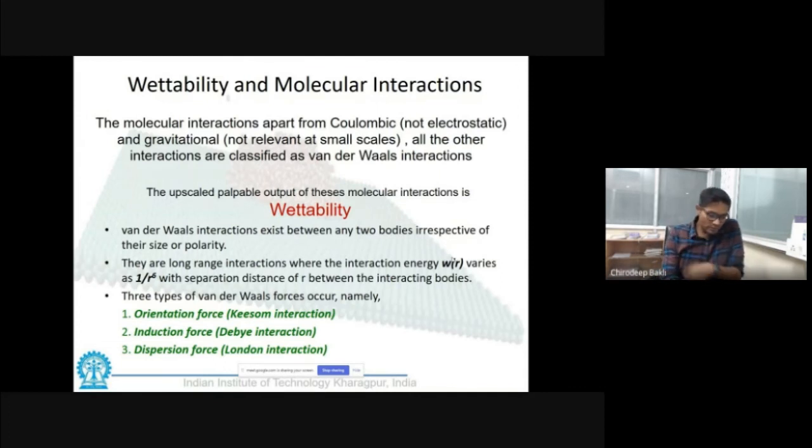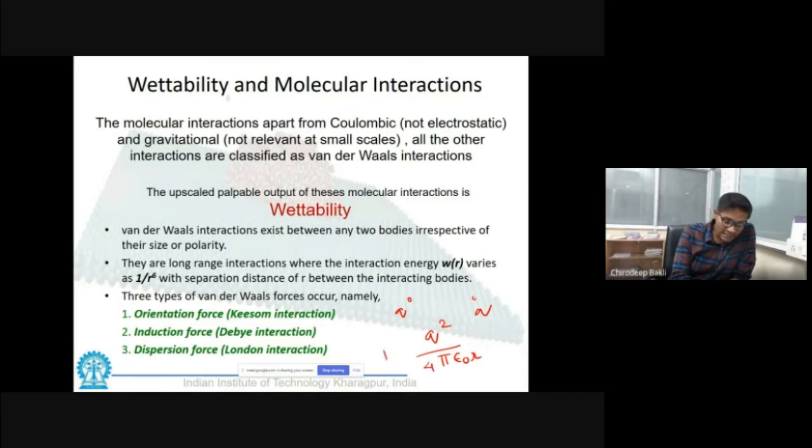So, very quickly, we know that when there are two charged particles, the interaction energy between these two particles is q squared over 4 pi epsilon naught r, right? The interaction energy. Force is obviously 1 by r squared. So interaction energy for two fixed charges varies as 1 by r. Now, what does the van der Waals concept of interaction state?